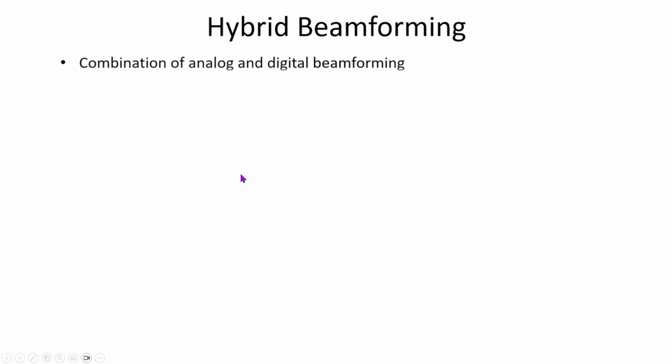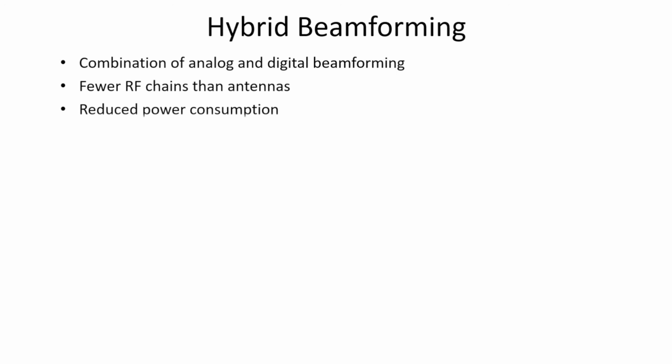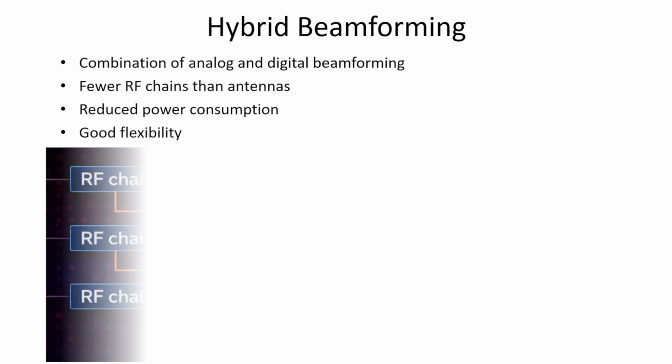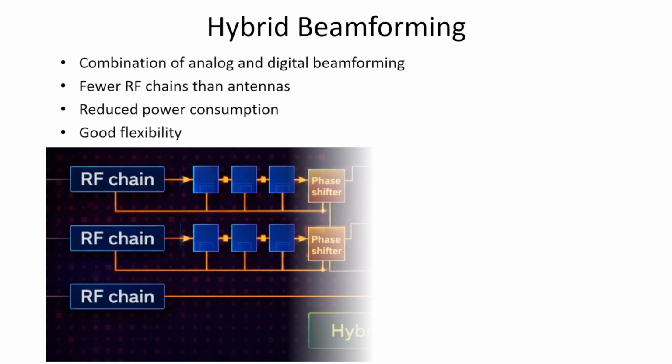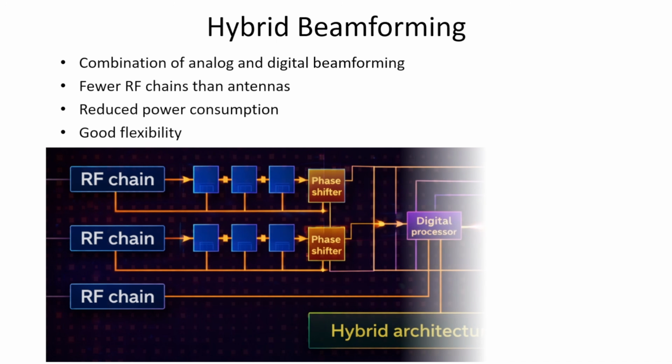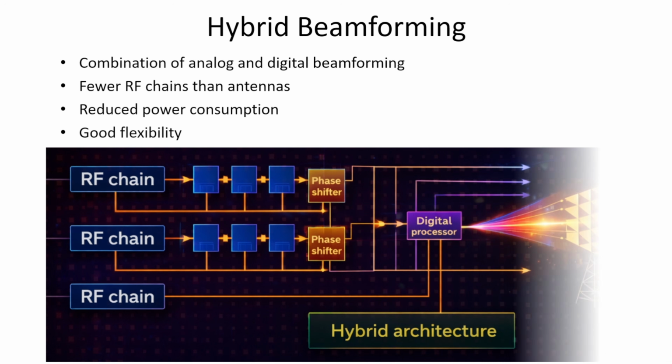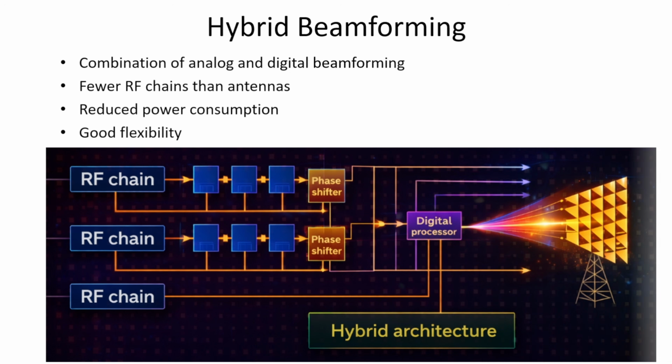Now, let's look at hybrid beamforming. As the name suggests, it combines analog and digital beamforming. Instead of giving every antenna its own RF chain, the system uses a smaller number of RF chains.